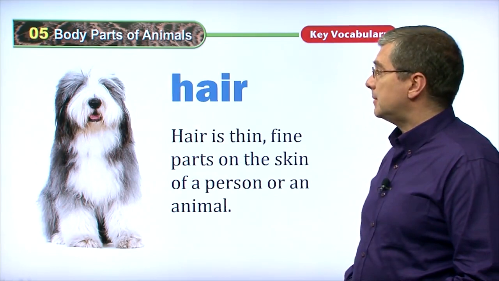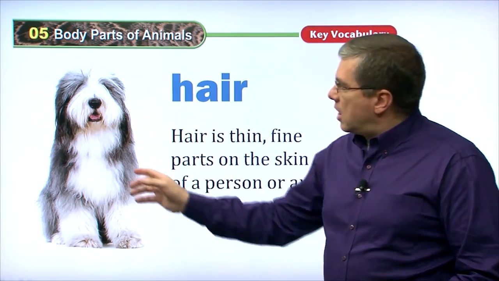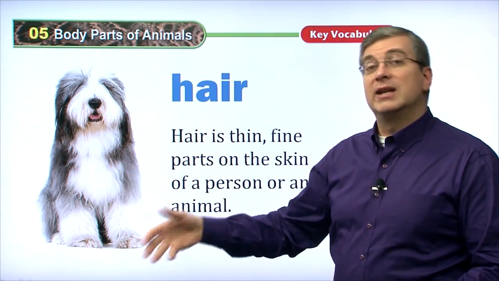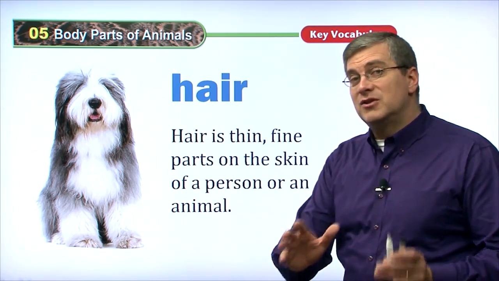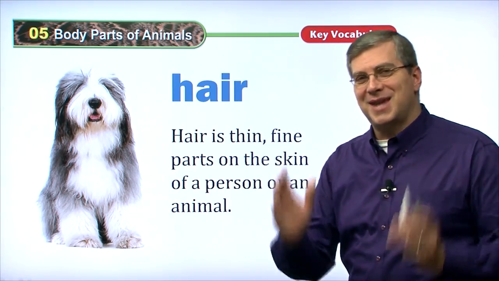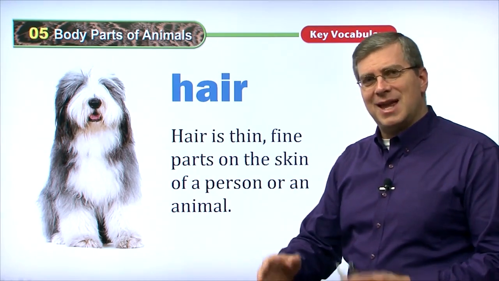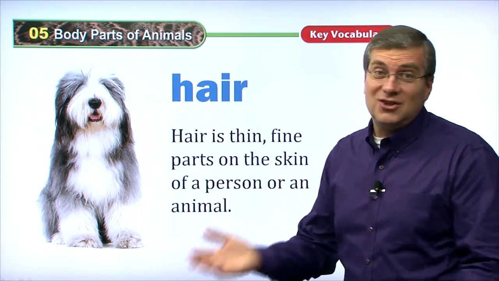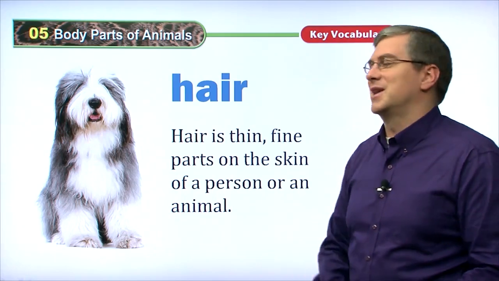Okay. Now, hair. Now, we have a picture of a dog here. Sure, a dog, we can call this fur. A dog has fur. But fur is made of hair, a lot of hair. Now, remember, humans don't have fur. When you're talking about a person, don't say that that person has a lot of fur. If they have hair on their arms, that's just hair on their arms. Don't call it fur. Only animals have fur.